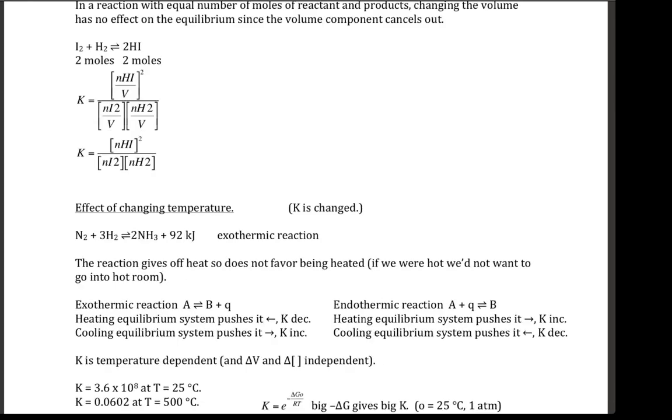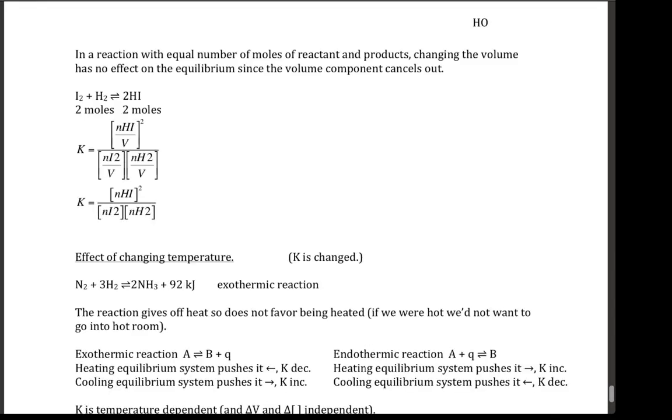In a reaction with equal number of moles of reactants and products, changing the volume has no effect on the equilibrium since the volume component cancels out. Okay, so let's take a reaction of all gases, I2 plus H2 in equilibrium with 2HI. Well, we have 2 moles on each side. So if we look at the analysis as we did with the ammonia reaction, we see that the volume terms cancel out. So changing the volume has no effect on the mole ratio.